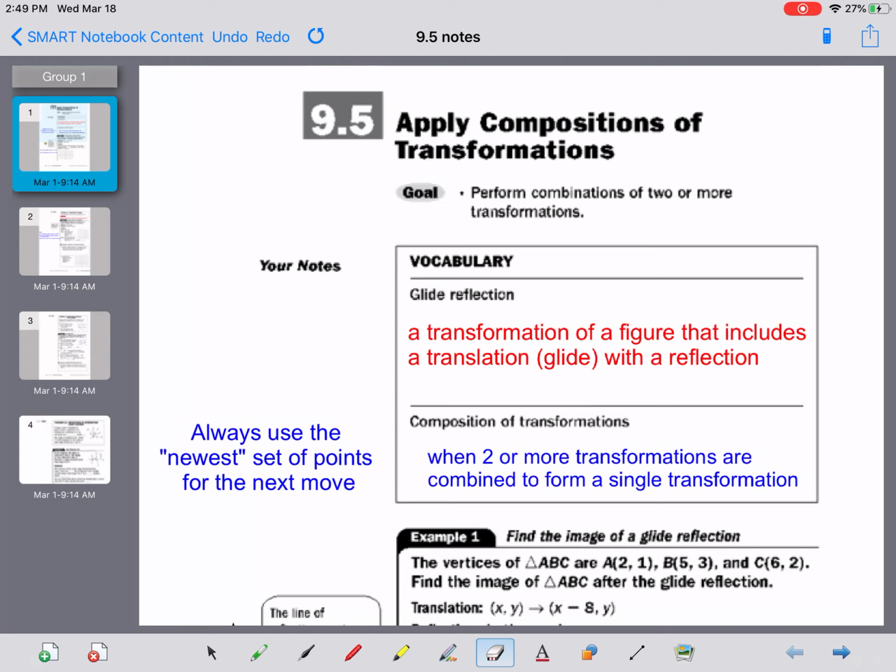Another try on 9.5, apply composition of transformation notes. Starting out with our vocab here, we have two of them. Glide reflection is a transformation of a figure that includes a translation or a glide with a reflection.